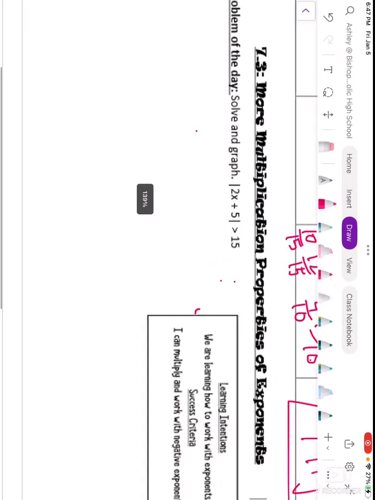So today's just more multiplication properties of exponents. It's kind of similar to yesterday, just taking it a little bit further.